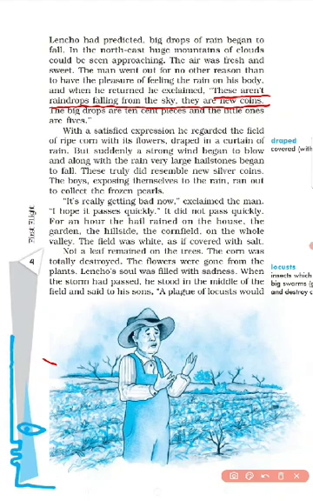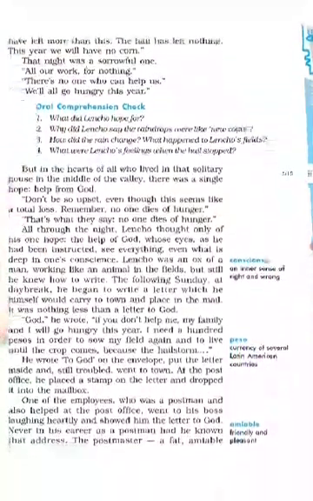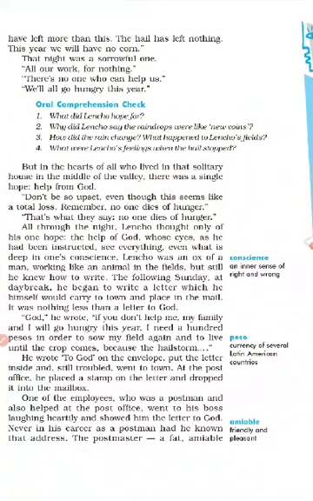And he said to his son, a plague of locusts would have left more than this. What is a plague of locusts? Locusts are insects which fly in big swarms. They eat the whole field in no time. Even they would have left more than this, but the hailstones destroyed all his crop from the field. The hail has left nothing.